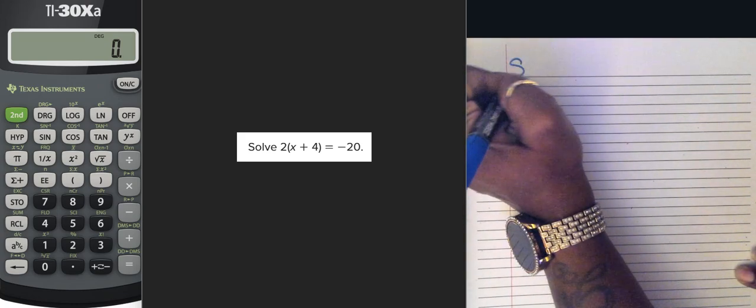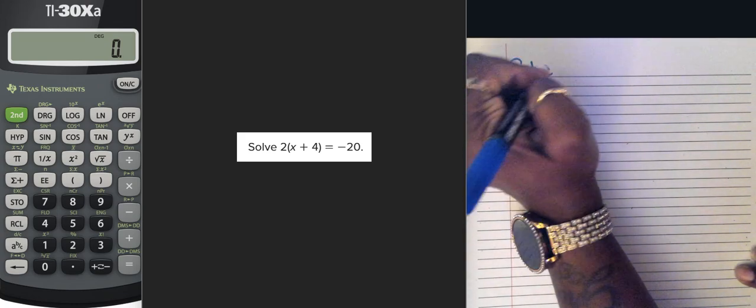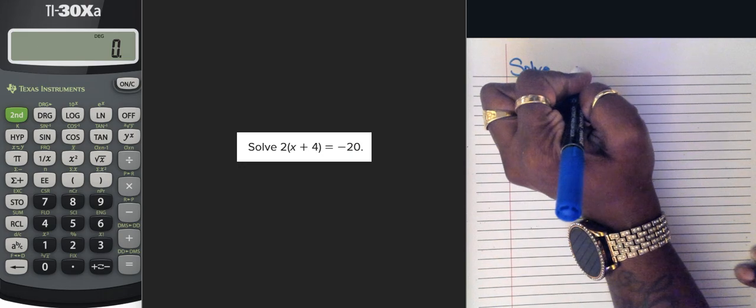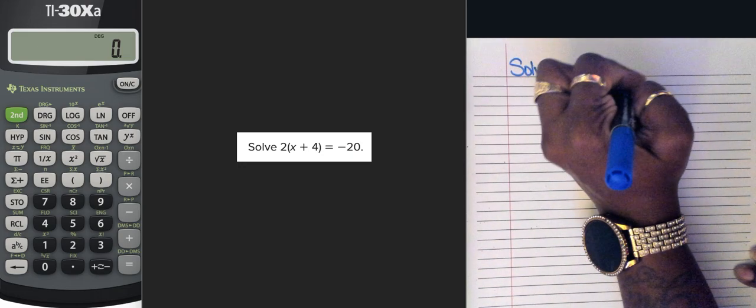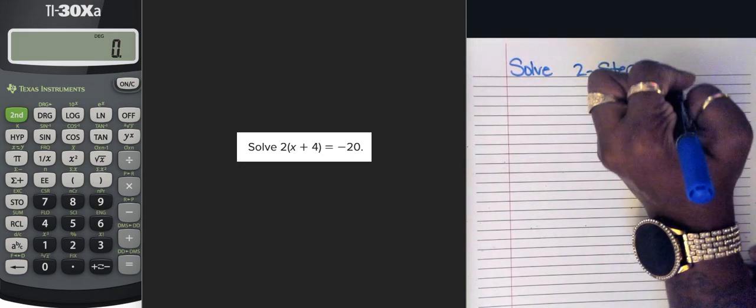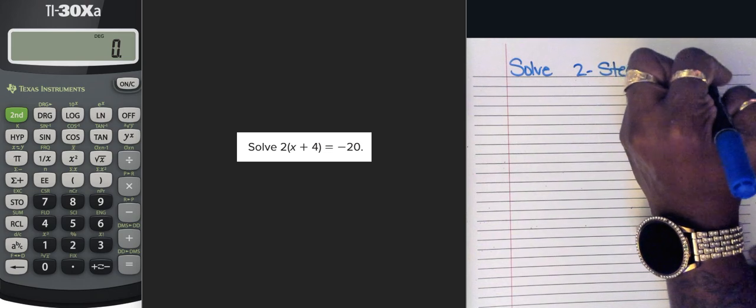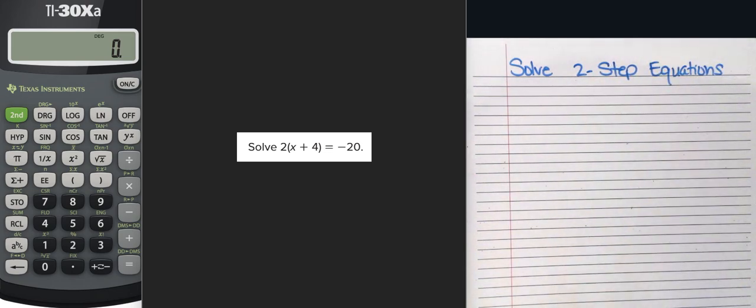All right, so we are working on an example where we are going to solve two-step equations. And so if we're talking about a two-step equation, remember that it's going to take us two steps for us to isolate the variable. So that's the goal in what we're doing today.